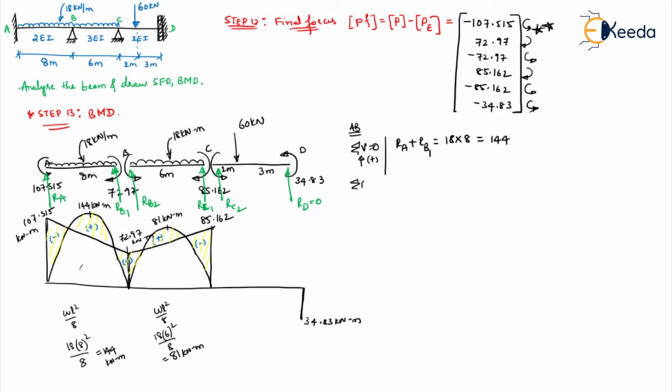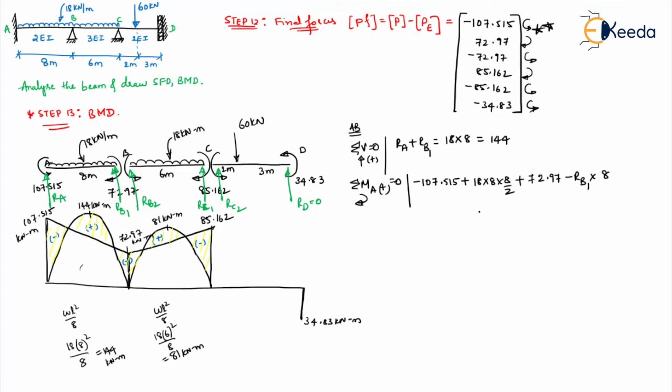Then we'll do sum of moment about A, all clockwise forces positive, equal to 0. So what will happen to this? So start from here, this is anti-clockwise, so minus 107.515, then plus, see this 18 UDL will give clockwise moment here. So 18 into 8 is the intensity, into 8 by 2 is where it will be acting. Then coming to this end moment, that's clockwise, so plus 72.97 and minus RB1 into 8 because this is anti-clockwise.